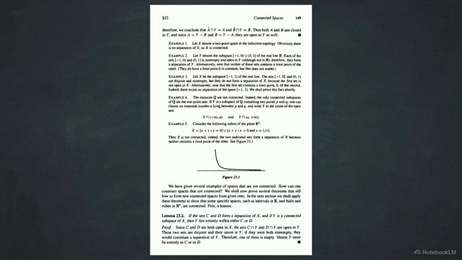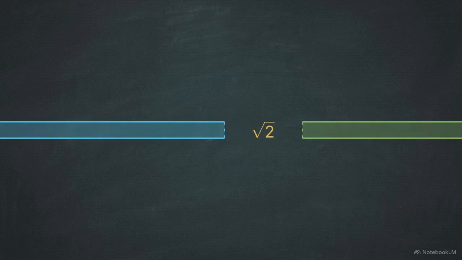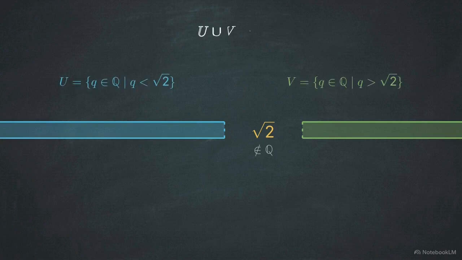Looking closely at example 4, we define two open sets. One captures all rational numbers from -infinity up to our irrational boundary a. The other captures all rationals from a to +infinity. Both sets are open. They are disjoint. And because the square root of 2 is irrational, it simply doesn't exist within the space of rational numbers. Our two sets capture every single rational number that exists, without ever overlapping or sharing a limit point.